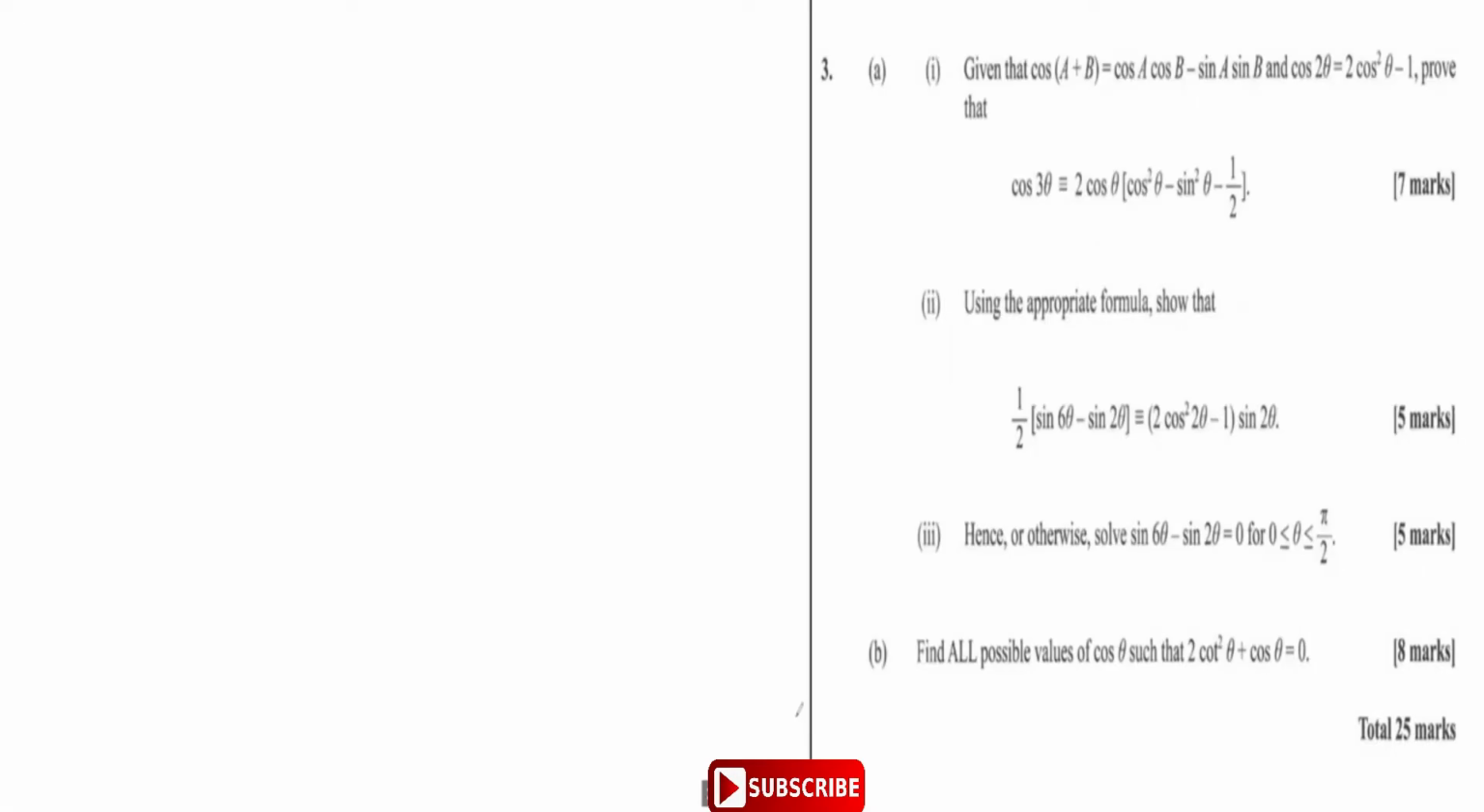It says, given that the cosine of a plus b is cos a cos b minus sine a sine b, and the cos of 2 theta is 2 cos square theta minus 1, show that cos 3 theta is that formula right there. Remember, when it gives you something, that's typically what you're going to use. They're giving you hints. So first we're going to start with the cos of 3 theta.